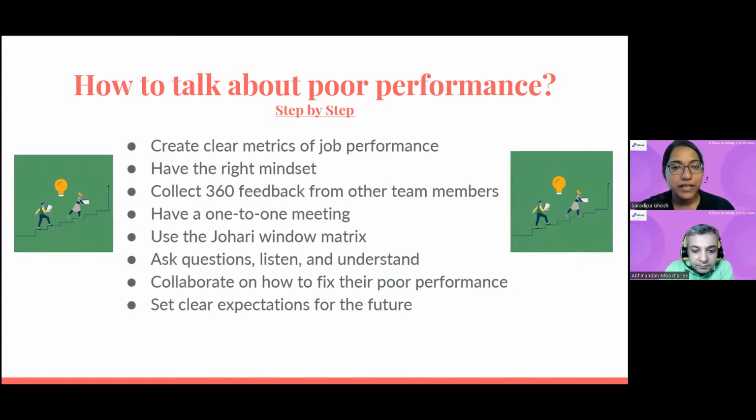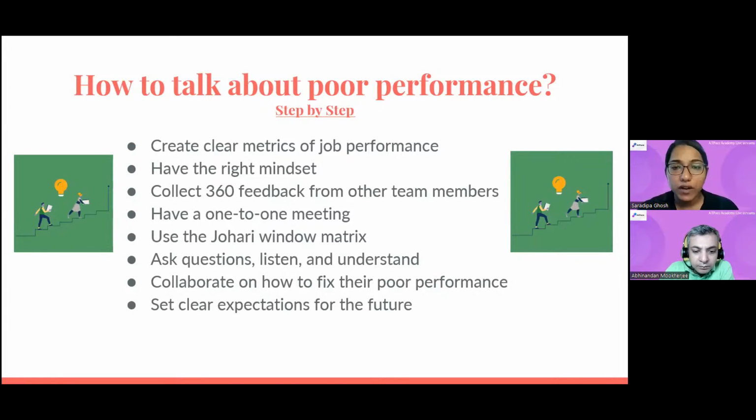You should first create a clear matrix of job performance, how the person did. Have the right mindset. You should know what you are going to tell your employee. Collect 360-degree feedback from other members of the company, his peers and subordinates, so you can know where exactly they are lacking. Have a one-to-one meeting, so that the employee can really open up in front of you.